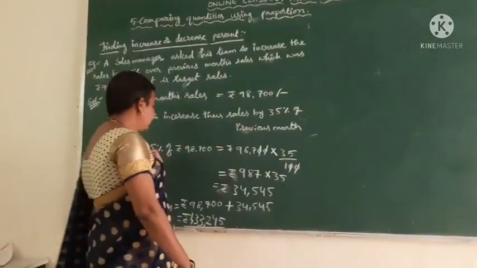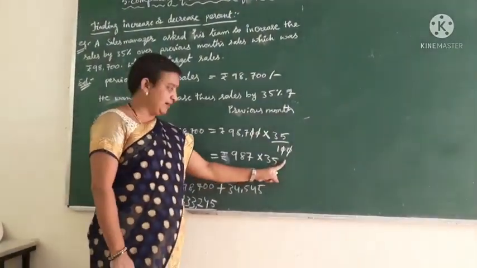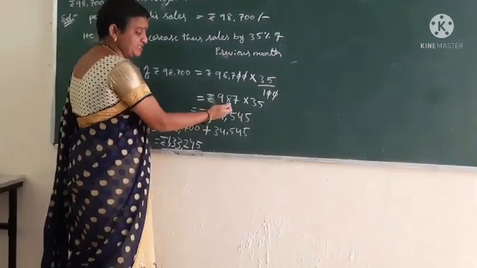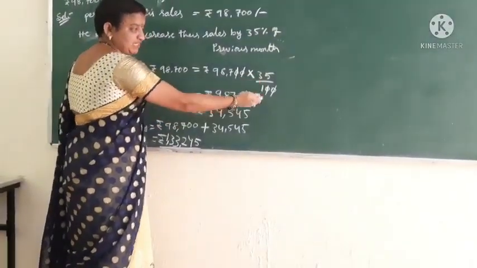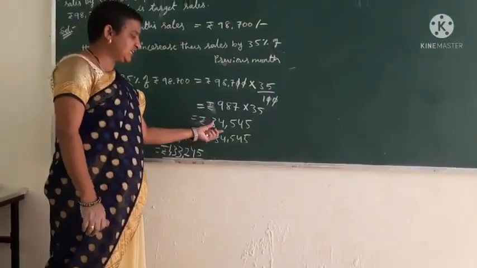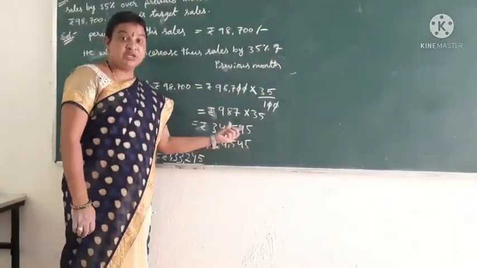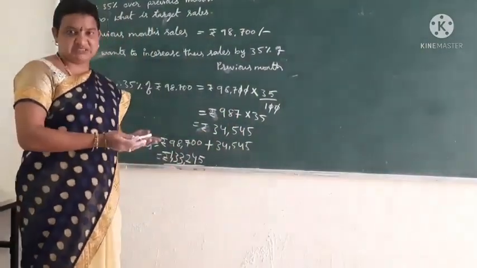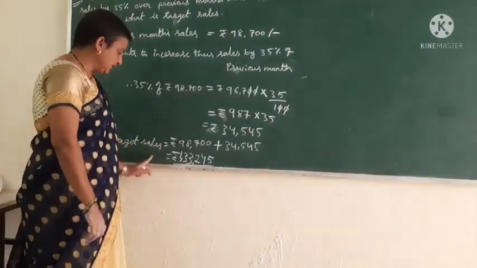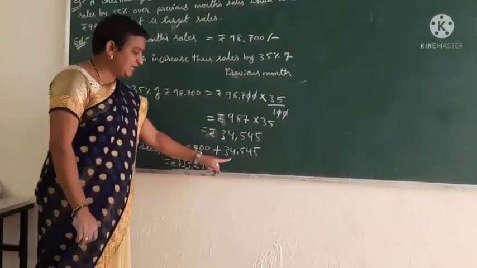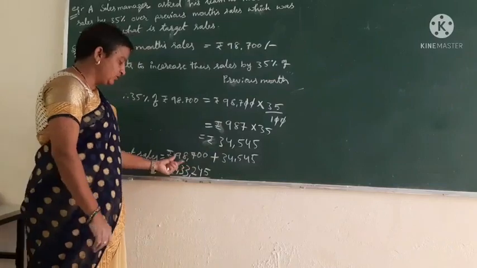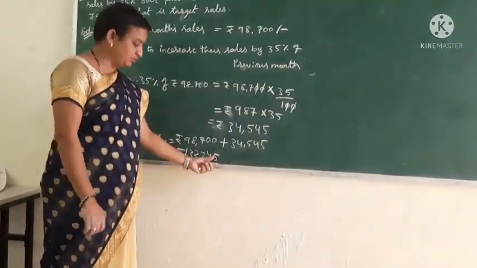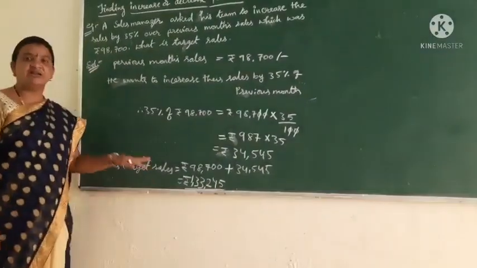That means 35% of 98,700, which is 98,700 into 35%, and 35% means 35 by 100. If we simplify this, we get the amount 34,545. He wants to increase 34,545 rupees over the previous month. So his target sale is previous month sale plus increase in sale. So the total is 1,33,245 rupees. This is his target sale for this month.